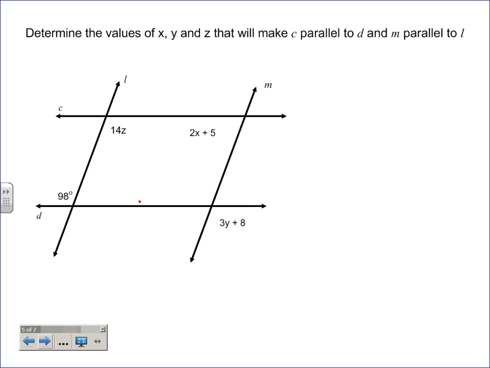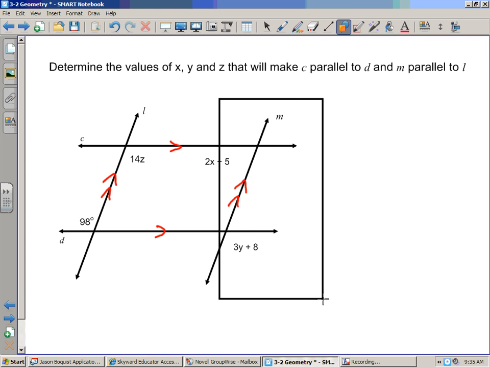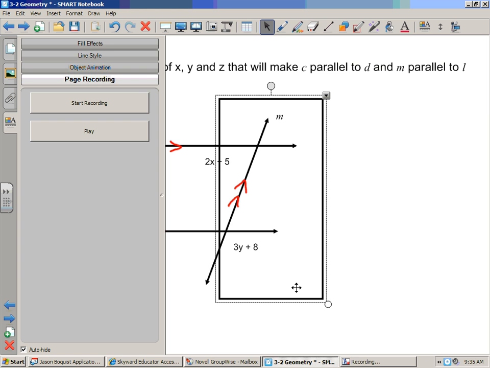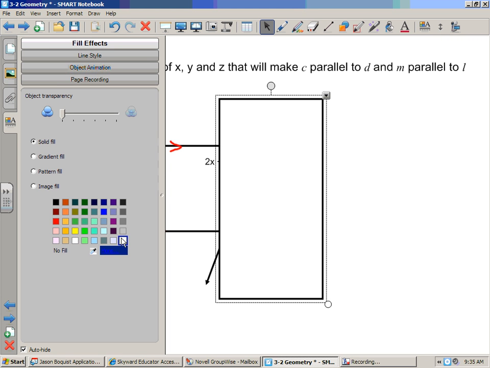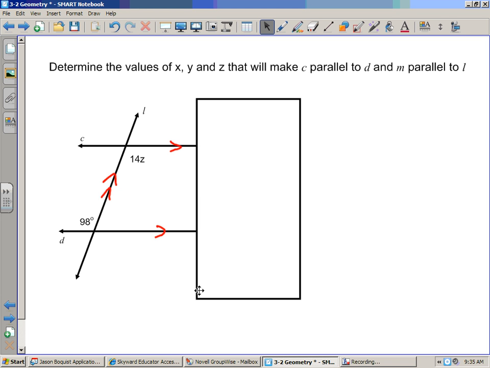Again, I basically want this to end up parallel to that, and that to end up parallel to that, correct? So let's kind of just, here, let's do this for a second. Only look at what you need. Okay? So can we work with that?